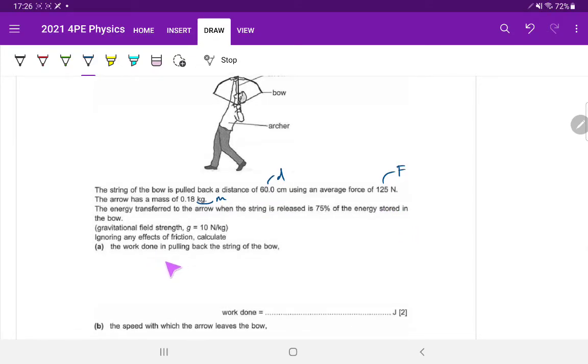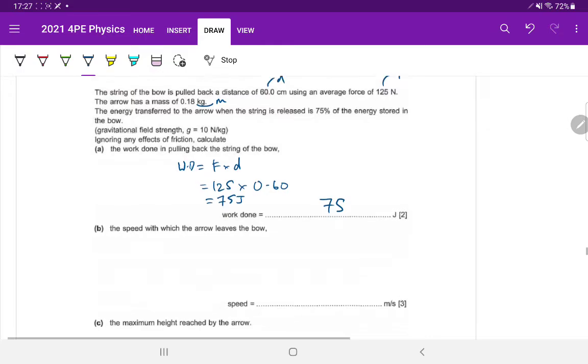Firstly, calculate the work done in pulling back the string of the bow. Work done is simply force times distance moved in the direction of the force. The force is 125, and the distance moved in the direction of the force is 60 cm because the bow moves back 60 cm. Convert that to SI units, so it's 0.60 m. This will give you 75 joules.